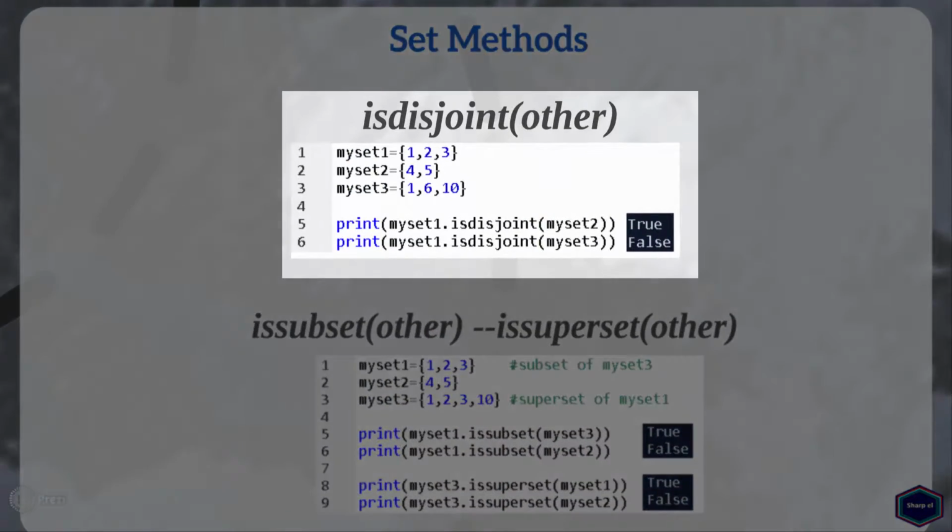The isdisjoint method takes a set as an argument and returns Boolean value True if the original set and the argument set have no common elements. Otherwise, it returns Boolean value False.